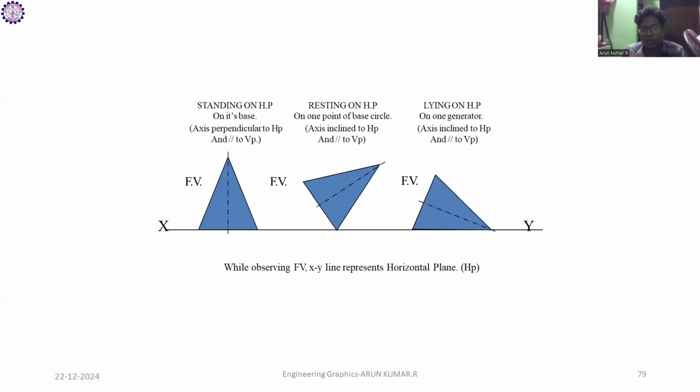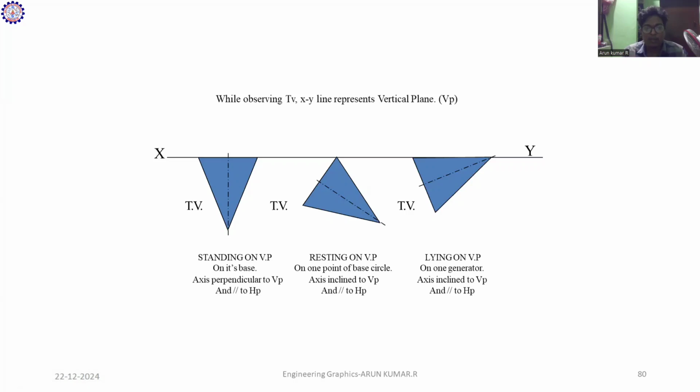Here it is not an axis inclined to HP or parallel to VP. They do not mention the angle value. Only one of the generators, or a longer edge, or a rectangular face is lying on HP. That wording will be there. Understand the wording so you can construct these types of problems. Let us move on to the next one.